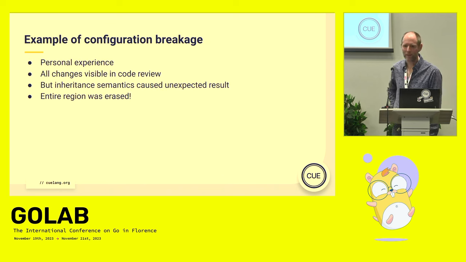By way of illustration, I'll mention an incident that happened at a previous place of work not so long ago. We were using GitOps, that is, all the changes were gated through code review. We could see both the changes to the code that was generating the configuration and the resulting YAML. But nonetheless, we one day woke up to find that an entire region's deployment had been removed, all gone. A combination of inheritance-based semantics and lack of sanity constraints across our deployment meant that all the settings for that region had just been erased.